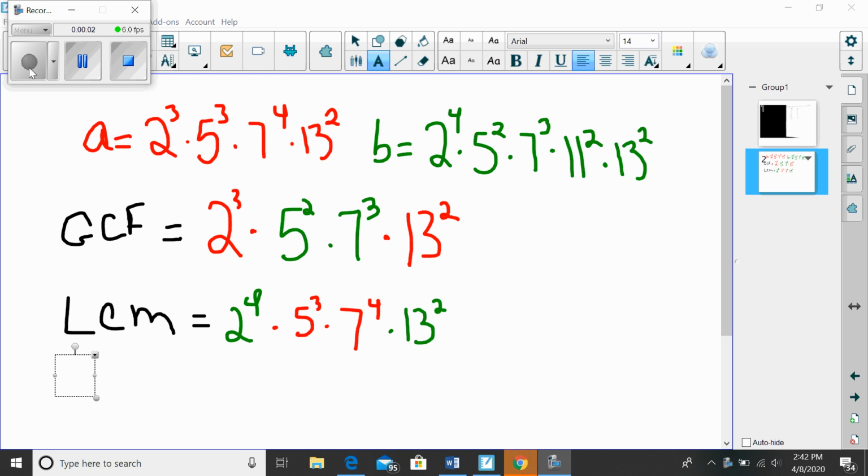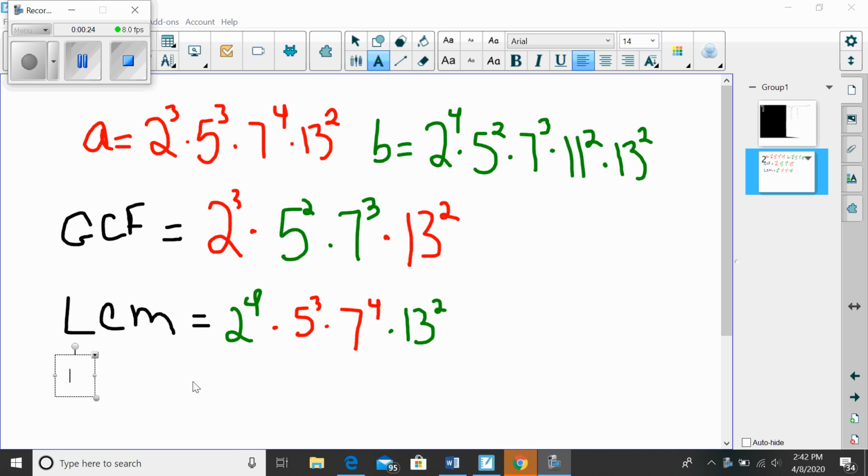So in the last segment, I hope you recognize that the product A times B was the same as the product of the GCF and the LCM. And we should know that we can't conclude that something is always true based on one example. Okay, so examples don't prove things, all right? And that's something we've talked about quite a bit.